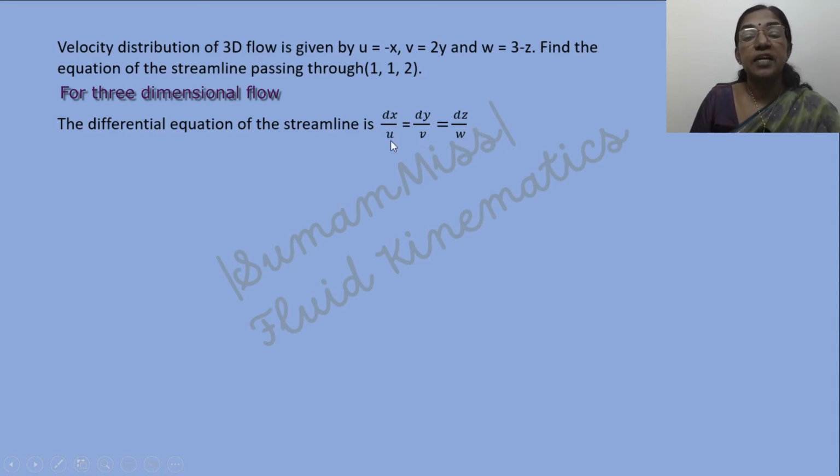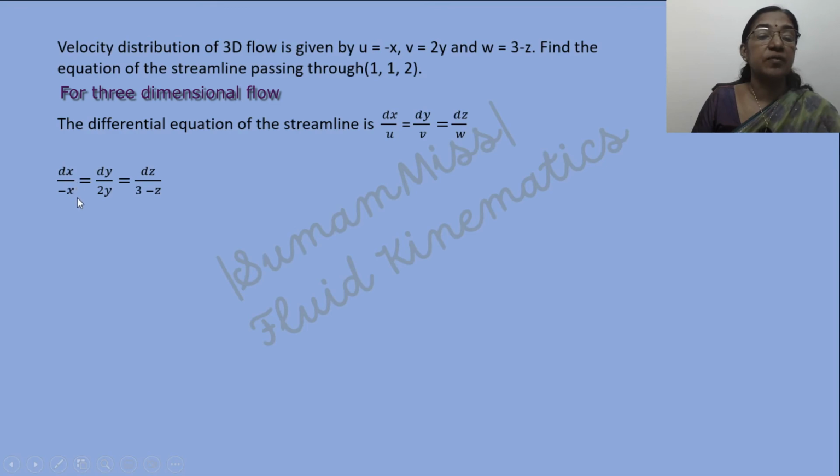By substituting the corresponding values of u, v and w as u equal to minus x, v equal to 2y and w equal to 3 minus z, this equation can be modified as dx by minus x equal to dy by 2y equal to dz by 3 minus z. This consists of two independent sets of equations. One is dx by minus x equal to dy by 2y and another is dx by minus x equal to dz by 3 minus z.